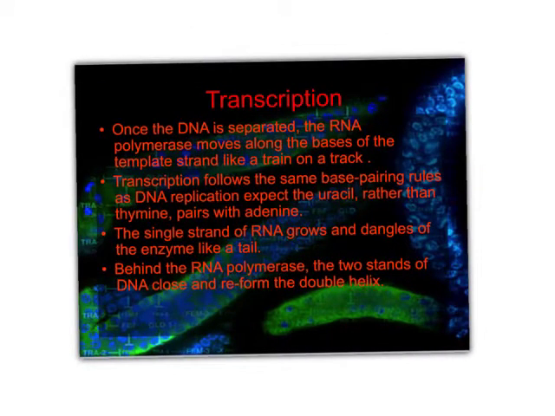Transcription: once the DNA is separated, the RNA polymerase moves along the bases and adds nucleotides, just like our DNA polymerase, so it does the same thing. Transcription follows the exact same base pairing rules, except now we have uracil, remember. In RNA there's uracil rather than thymine. So now, instead of A going with T as in DNA, U goes with A, okay? The single-stranded RNA kind of dangles out behind the RNA polymerase, and the two DNA strands reform. We don't have those SSBPs to hold them open.